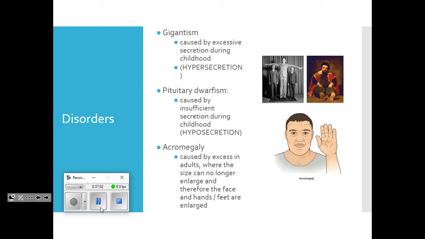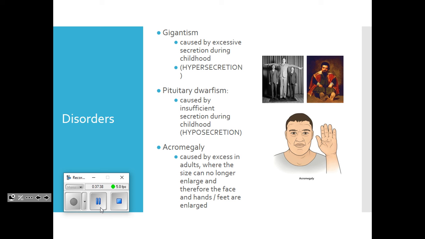Next example of a disorder is called pituitary dwarfism, specifically because there's other reasons that dwarfism could occur. This one is caused by insufficient secretion during childhood. So if a person's body does not produce enough growth hormone, then pituitary dwarfism could occur. That would result in something like Tyrion Lannister, the guy from Game of Thrones. Man, that was a good character, funny guy. But short limbs, because bones are not elongating the way that they should.